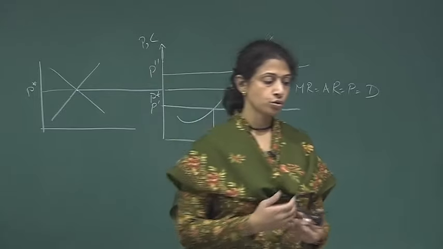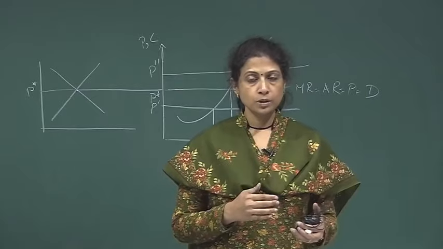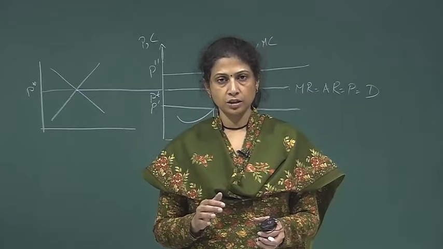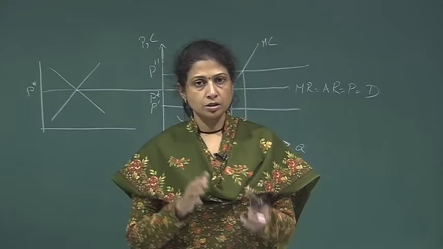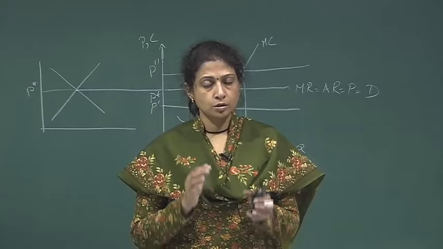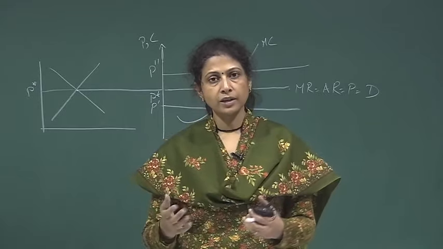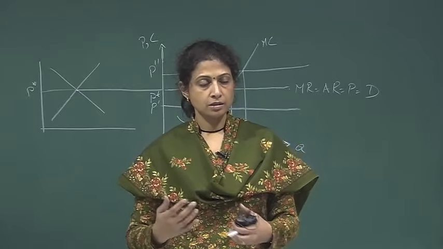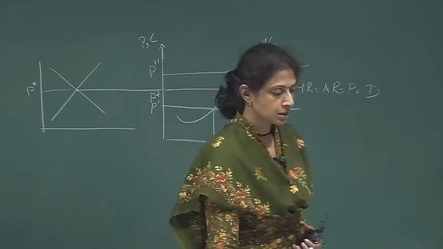So we are going to talk about two situations. One is shutdown, which means that the firm is temporarily shutting down its production. It is not entirely quitting the market, it is just stopping its production. And exit is when it completely winds up, sells off everything and just quits the market. That is the exit. What is the difference between the two? Let's see.